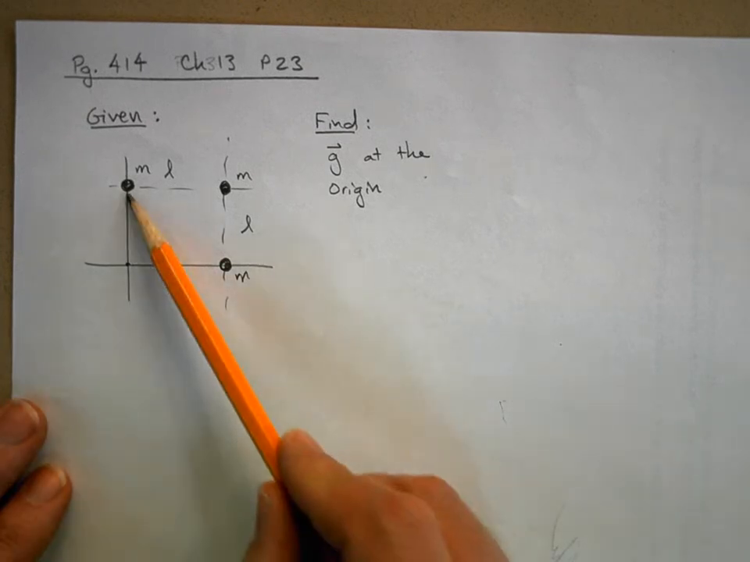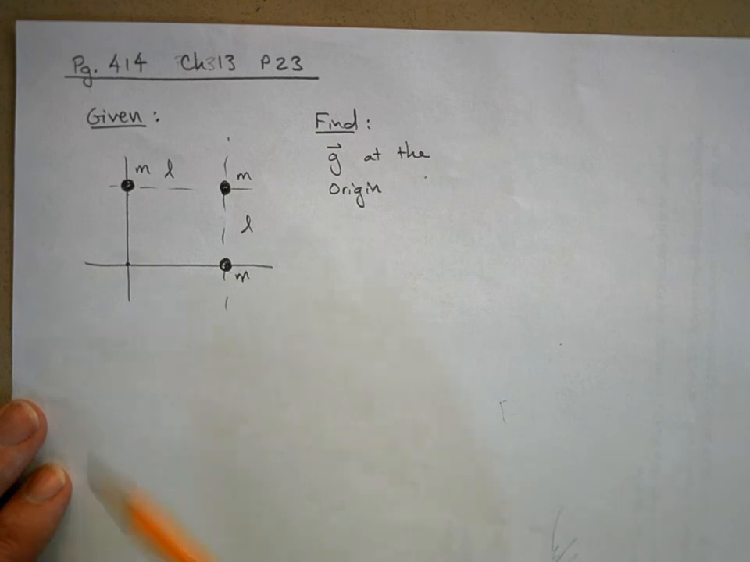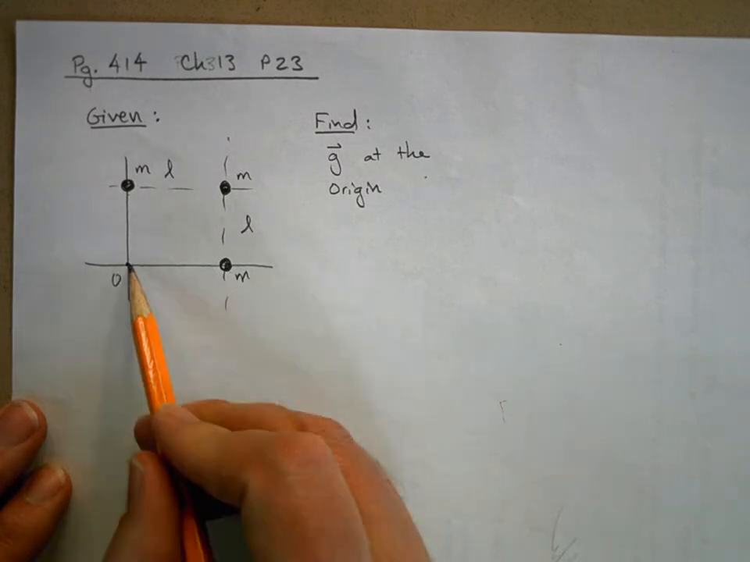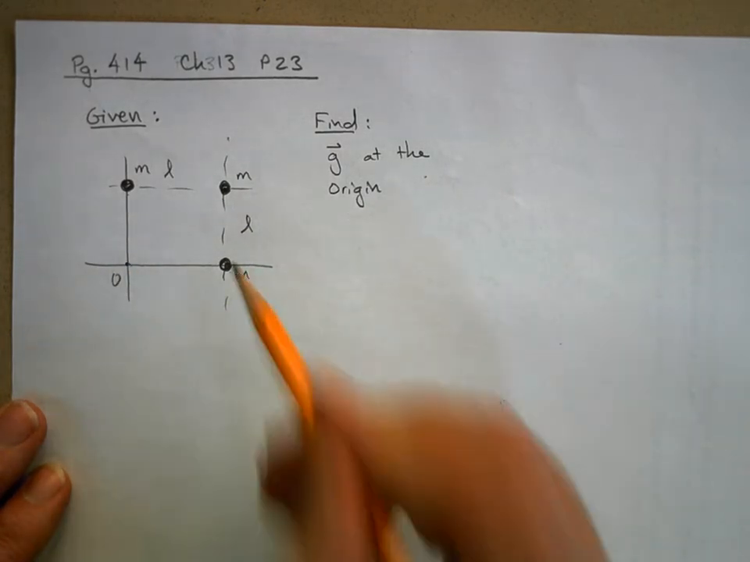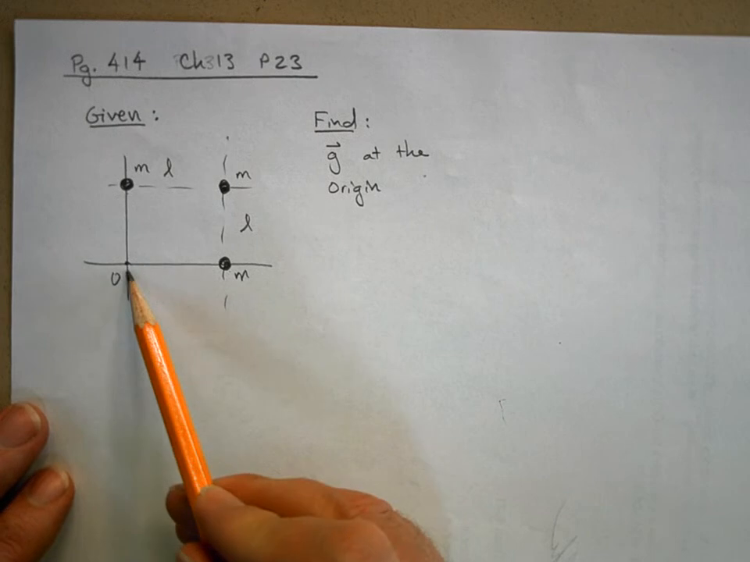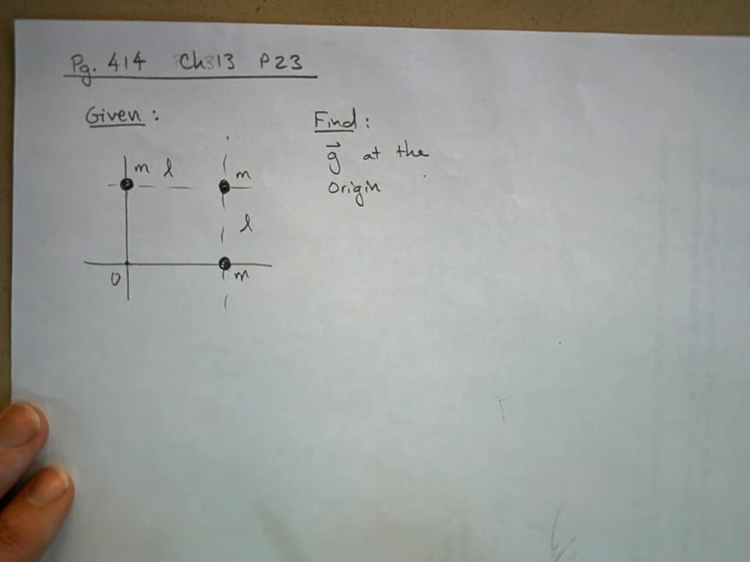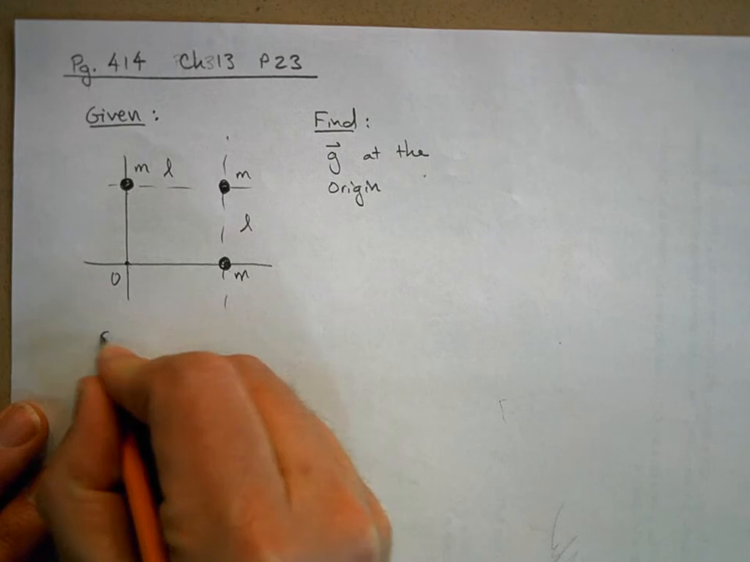So here we have three identical masses. Here's the origin right here. And we want to know what is the gravitational field at this origin. And so let's solve this.